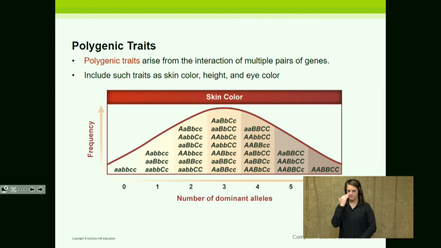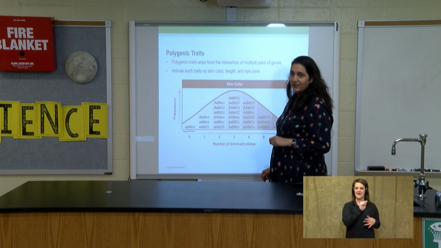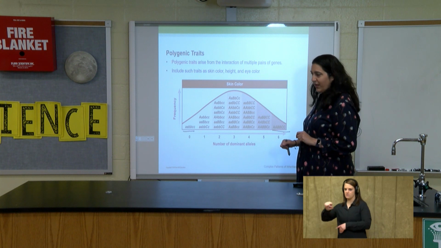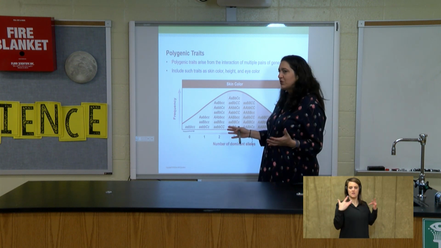Now, here's my favorite. This is how it applies to us. Think of you and all your friends and how different your skin color is and how many different variations of skin color there are between everybody you know. We can go from the fairest of the fair, albino, no melanin in their body whatsoever, to the darkest of the dark, okay? And then there's everything in between.